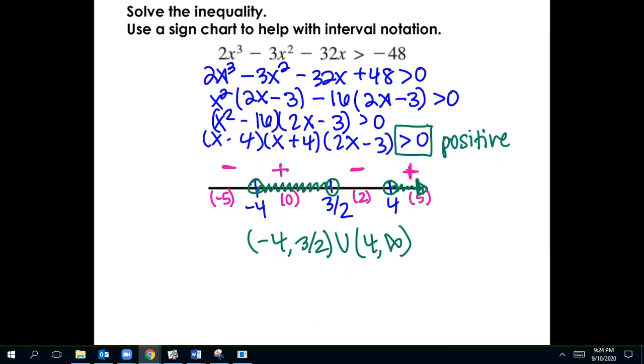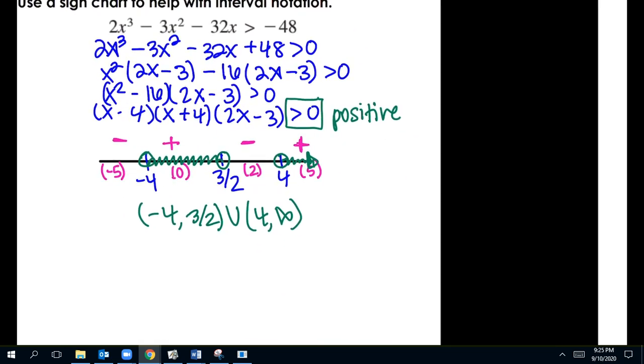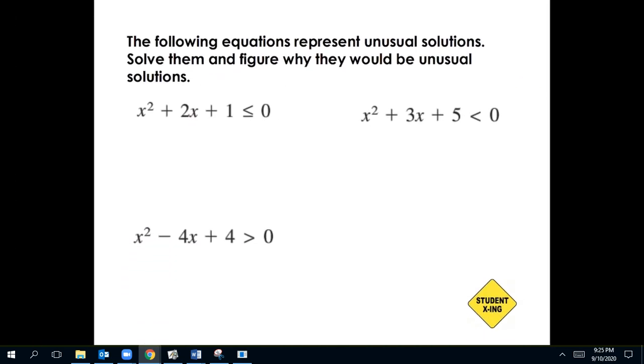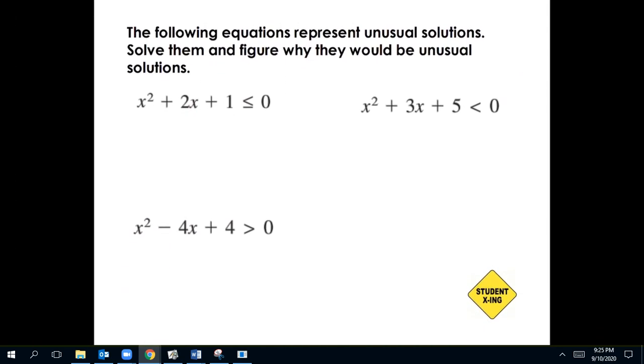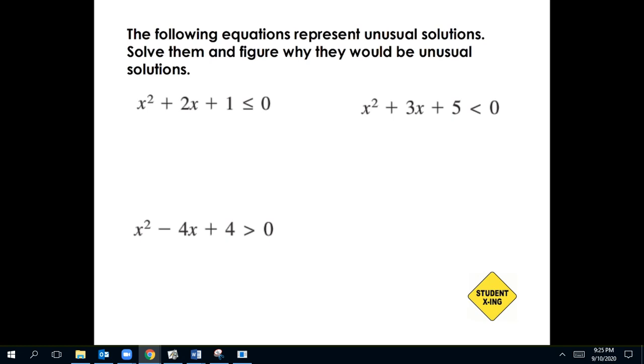Okay, so next, I want you guys to take the next couple of minutes to try these 3 problems. They're all kind of different and strange, and I want you to solve them and figure out what's unusual about them. So pause the video, try these 3, and then I will show the answer along with some graphs when we get back.